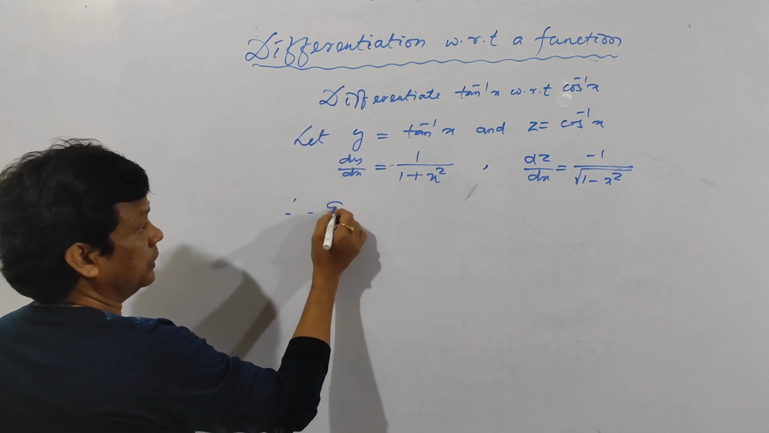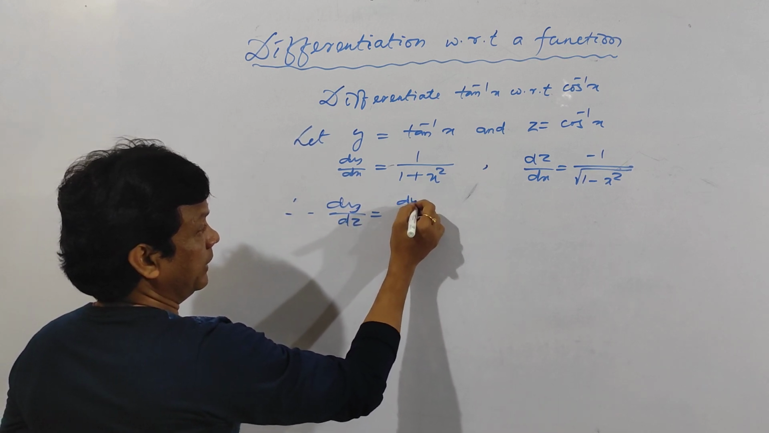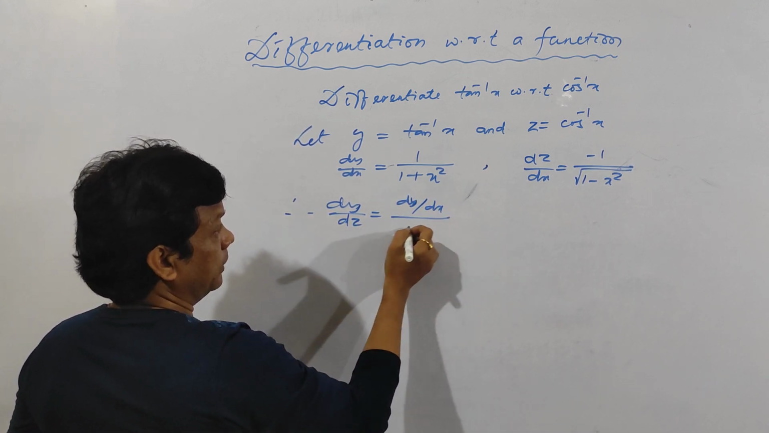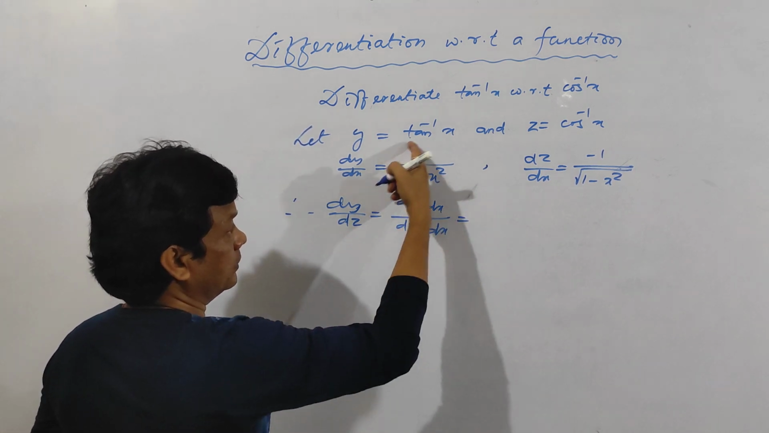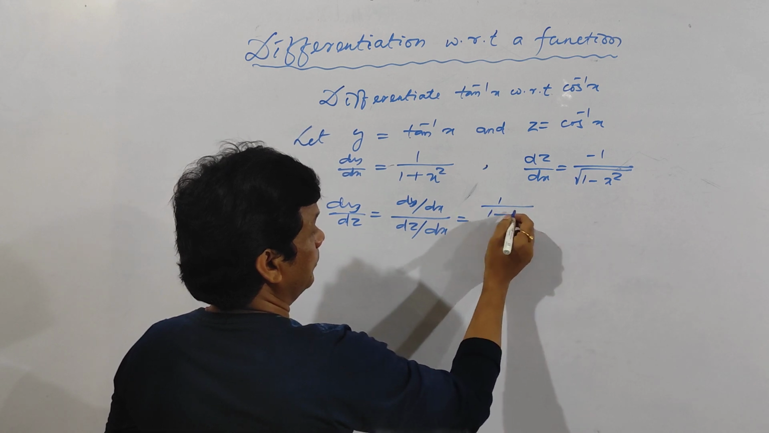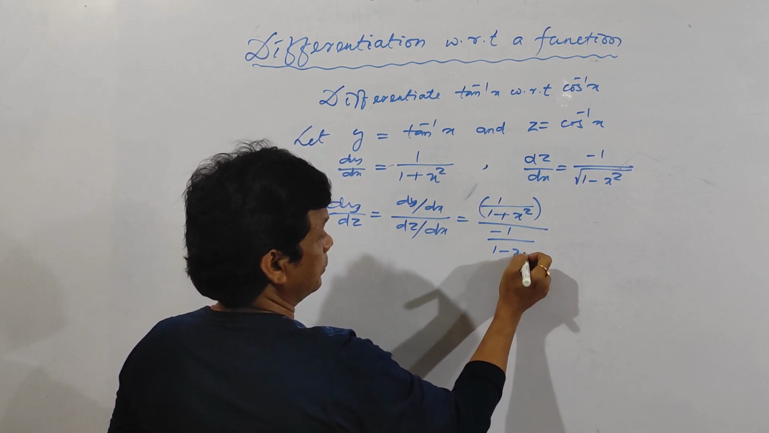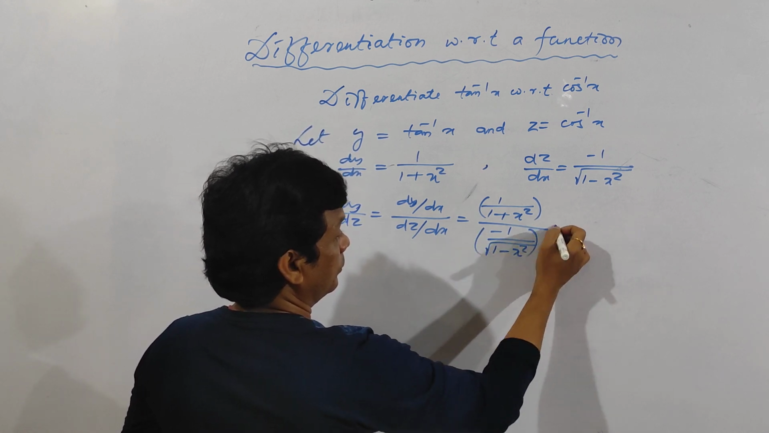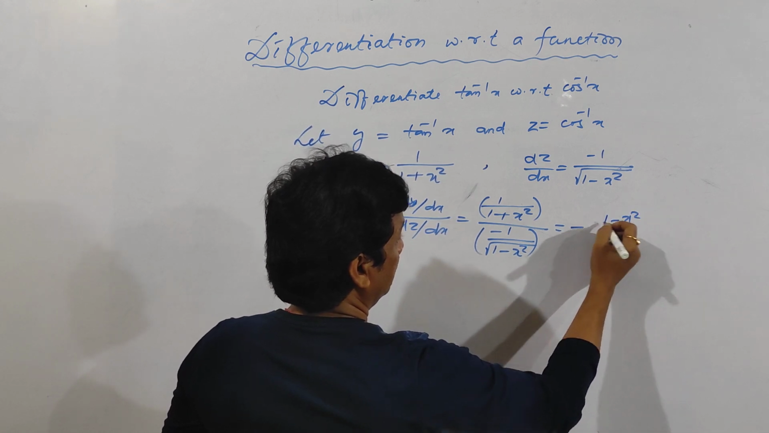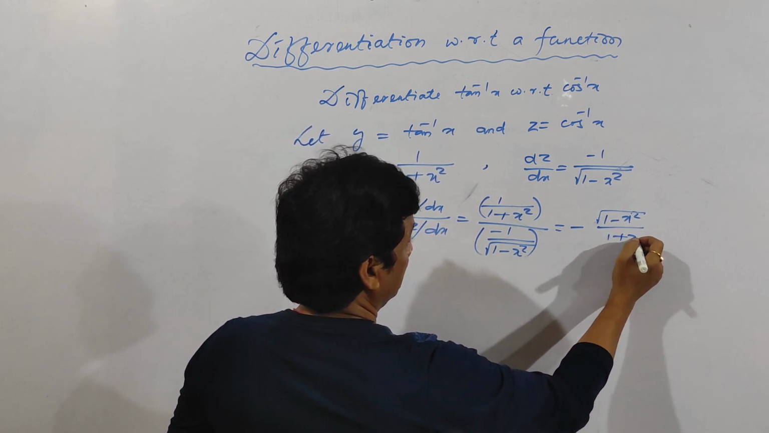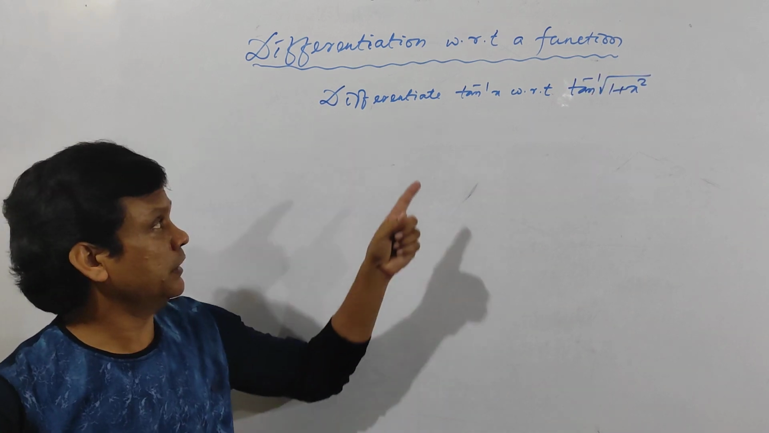So therefore dy by dz is equal to dy by dx divided by dz by dx. So what is dy by dx? 1 by 1 plus x square divided by minus 1 by root over 1 minus x square. So take it to the numerator: minus root over 1 minus x square divided by 1 plus x square. Clear? This is the answer. See here, this is another question.